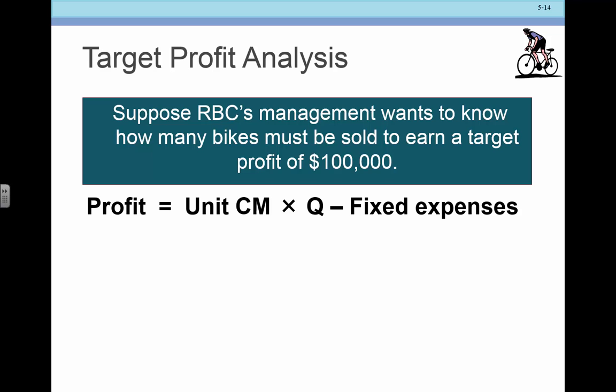Before, we were just putting it into that nice, neat fixed cost plus target profit divided by CM, which I think is way easier. But just see if you can solve for Q pretty quickly here, too. I'm sure you can. So my profit that I want to earn is how much? 100,000. And you know how much the unit contribution margin is, and you know how much the fixed expenses are. This is just another expression of the fraction I showed you on Wednesday.